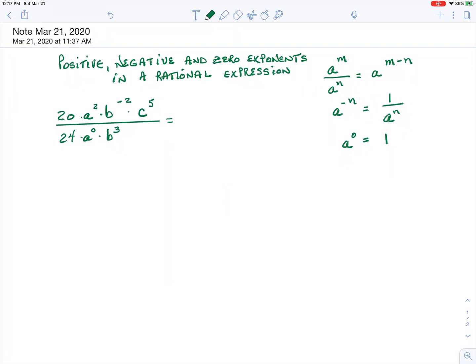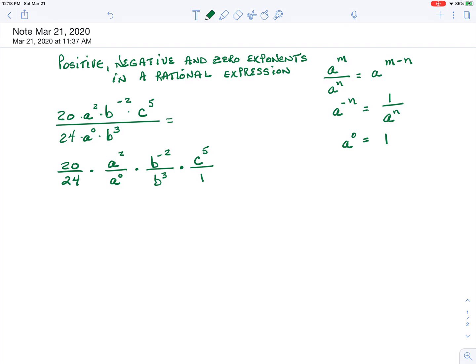This is a problem involving positive exponents, negative exponents, and a zero exponent. They're all contained within an algebraic fraction, a rational expression. And I'm going to show you one possible way to work this. I'd like to separate out the numeric portion into a fraction, and then anything involving base a into a single fraction, and the same with base b into a single fraction. Base c, as you notice, doesn't have a matching c in the denominator, so I'm just going to place that over 1.